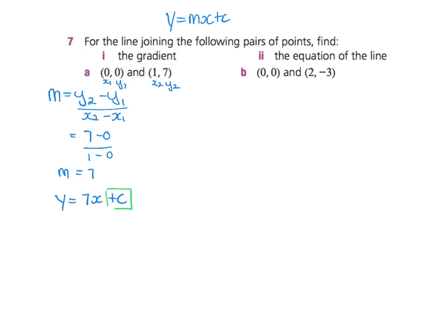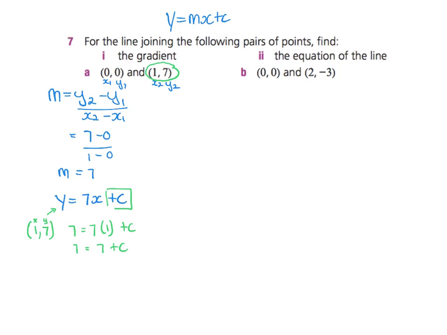So the way you do that is you use one of the points you were given. So I'm going to use this one here, okay? So what that means is I'm going to put that there. Now, what is the 1? Is that an x or a y value when I have this coordinate? That's an x and that's a y. So what you do is you put those values into that. So every time I see y, I'll put a 7, and every time I see x, I'll put a 1. Okay, plus c. So then I end up with 7 equals 7 plus c.